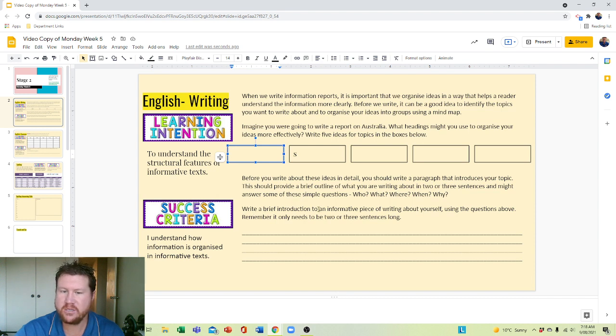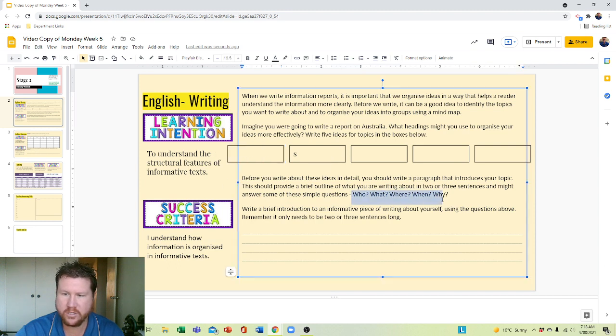Write a brief introduction to an informative piece of writing by yourself using the questions above. Remember, it only needs to be 2 or 3 sentences long. A paragraph is only 2 or 3 sentences. Usually in persuasive texts, we ask you to do more than that, because you're persuading someone, you want to give as much of the information that you're about to talk about to the reader so it draws them in. But we're not doing that here, we're just giving facts. It doesn't have to be as long. Tell them what they need to know, then go into the details after that.